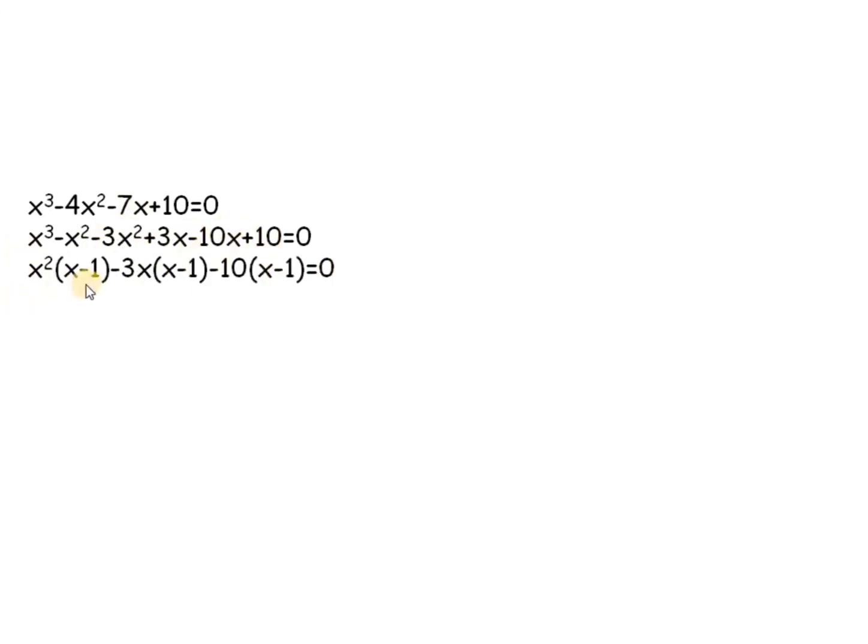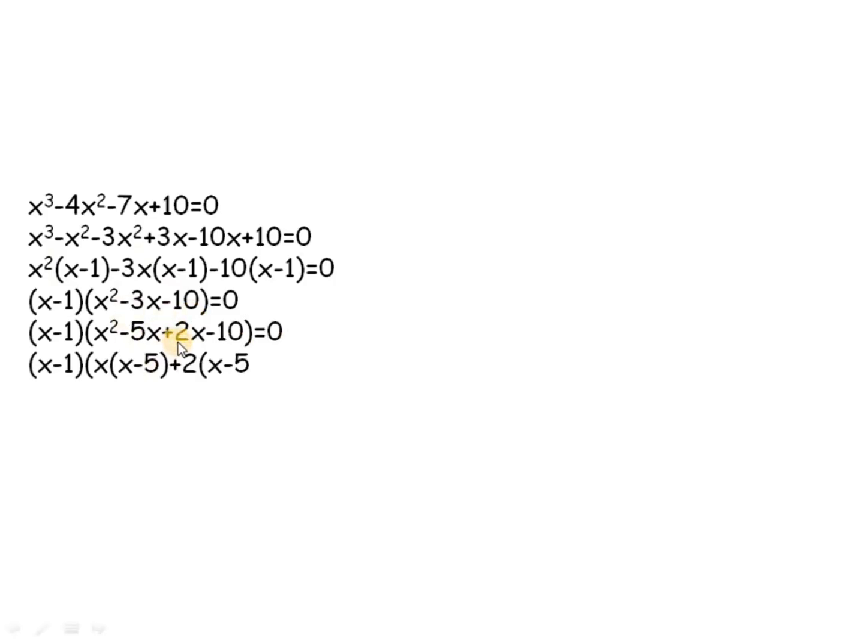What is it? We have x minus 1 as common. So you can take x minus 1 out from every two terms, and we get x minus 1 into x squared minus 3x minus 10. So here we got a quadratic equation which we can simplify much further in an easier way. We wrote minus 3x as minus 5x plus 2x. So we got these two roots. Now we have all three roots: 1, minus 2 and 5.